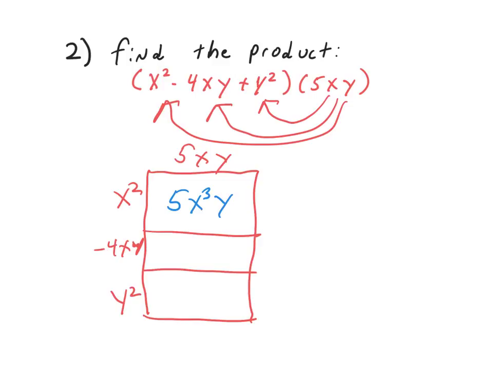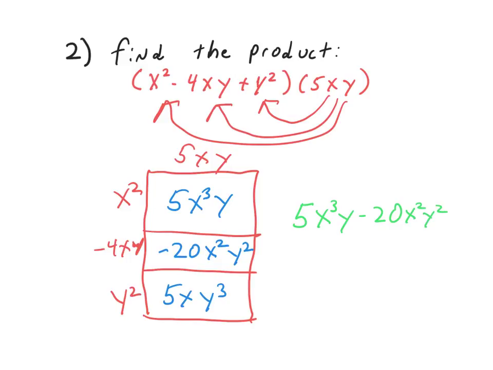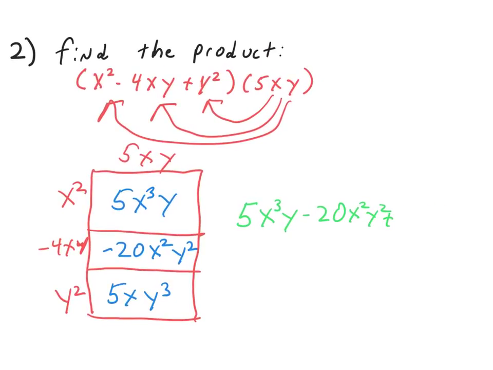And then we'll do 5xy times negative 4xy. So we'll do 5 times negative 4. We'll get negative 20. X times x is x squared. And then y times y is y squared. And then the last one, we'll do 5xy times y squared. And we'll get 5xy cubed. And then just put it all together. We will get 5x cubed y minus 20x squared y squared, and plus 5xy cubed.